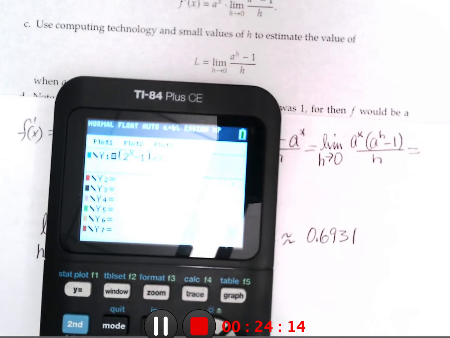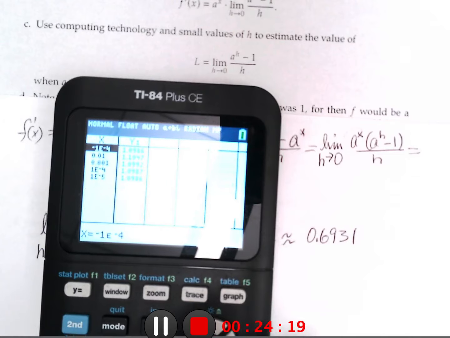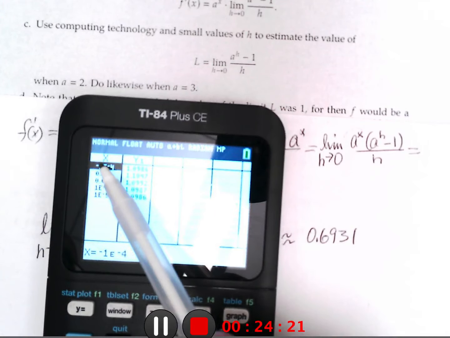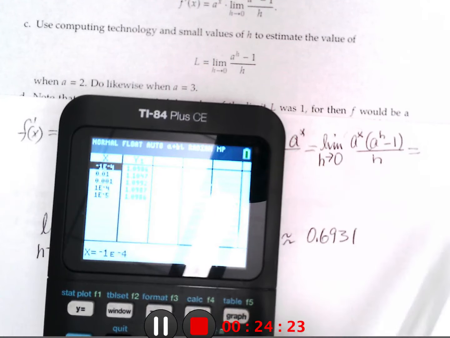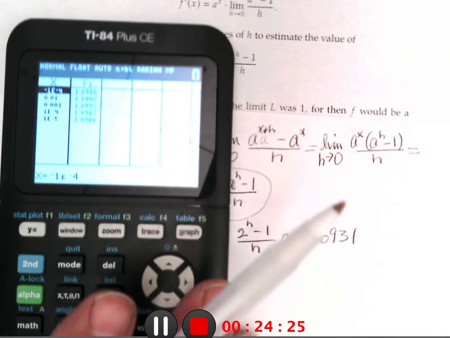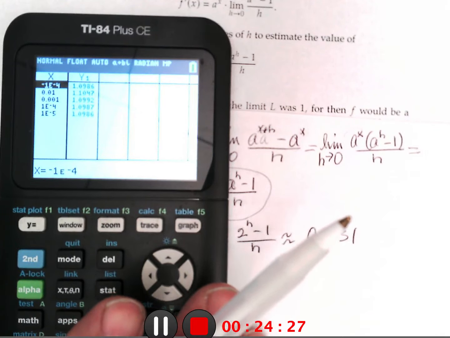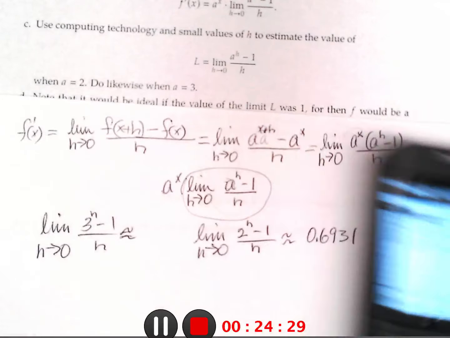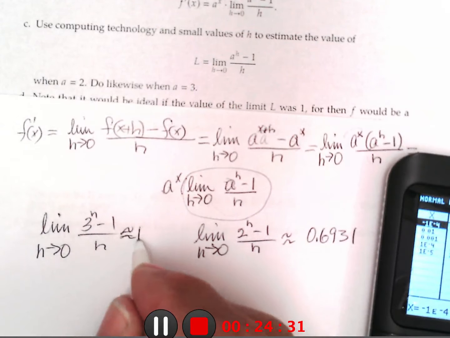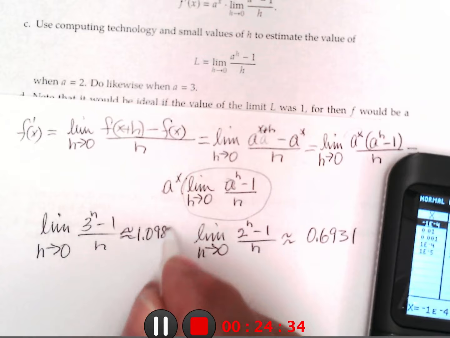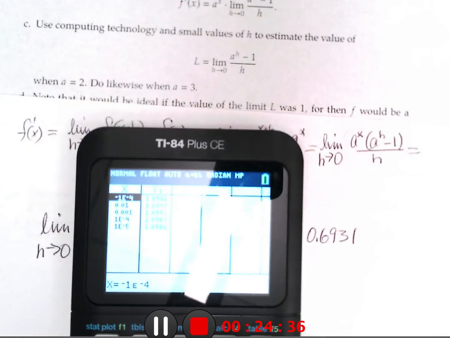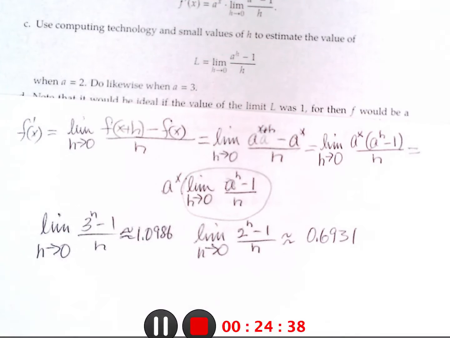and then go second table, and it's telling me small negative and small positive. It's 1 point, see if I can get that so you can see it better, 1.0986. Okay? So we did what they said to do there.